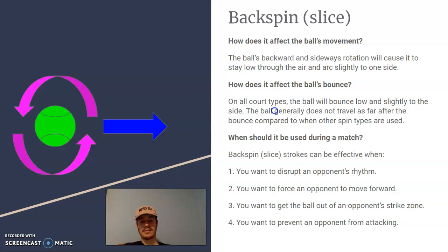And slice can also be really effective to prevent an opponent from attacking. Keeping that ball low and slow might make it hard for you to hit a winning shot, but it makes it really hard for your opponent to generate a lot of speed off it if it's coming in super slow. So if you are a defensive-minded player, then the slice can be really, really effective.